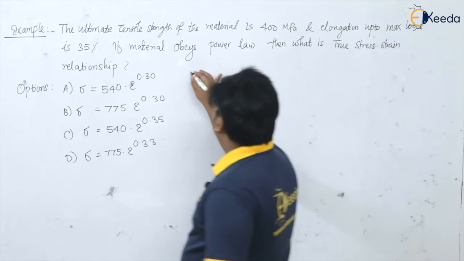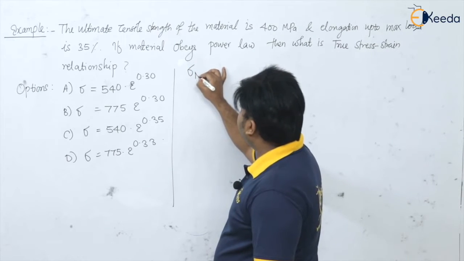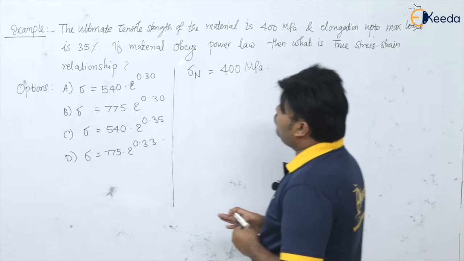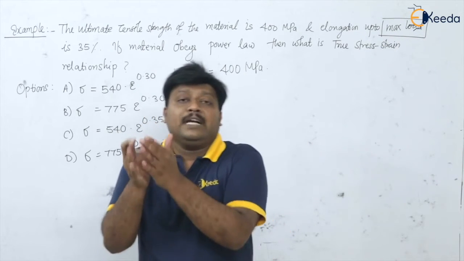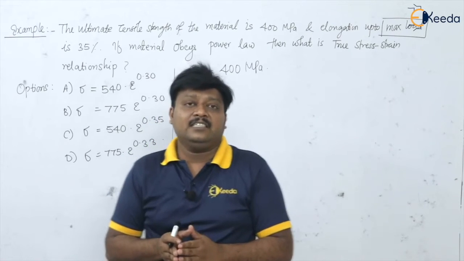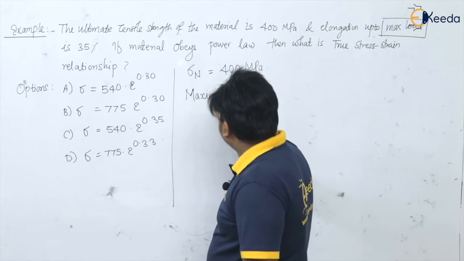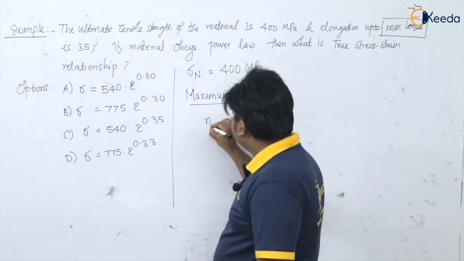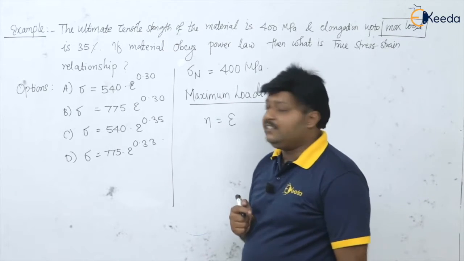Let us see what is given. The ultimate tensile strength of the material is the nominal strength, sigma n, as 400 megapascal. And elongation up to maximum load, a very important word, maximum load. So up to the point where instability begins, necking will start. We know that for that condition, at maximum loading or necking condition, the strain hardening exponent n is equal to the true strain. We have seen this, the instability in tension.